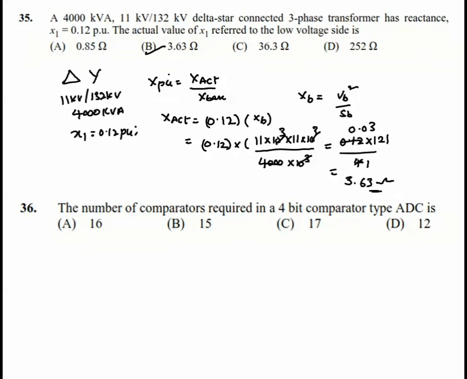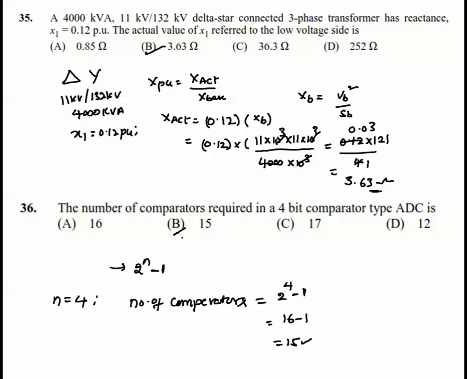And next question: the number of comparators required in a 4-bit comparator type analog to digital converter is? The simple formula here is, the number of comparators required for an n-bit comparator ADC is 2 power n minus 1. In the given question, n is equal to 4, so the number of comparators is 2 power 4 minus 1. 2 power 4 means 16, minus 1, that is equal to 15 here. So 15 is the answer. Next one.